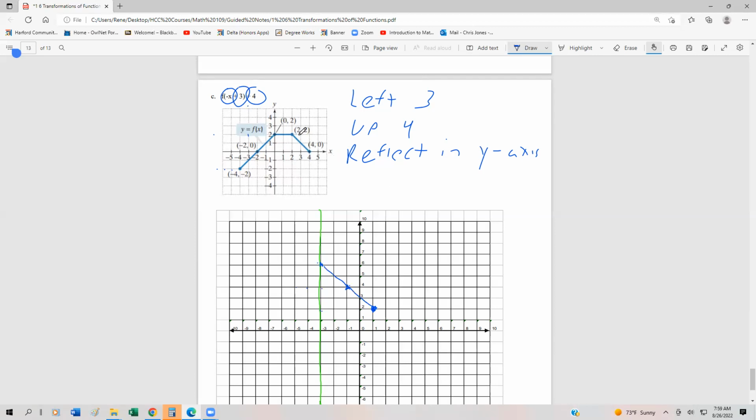Now, the other points that we have are going to be this 2, 2. So we're going to move it left 3. Left 3 is going to give us a negative 1. And then up 4 is going to put us at 6. Oh, sorry, we're going to be at the point negative 1, 6. So we're going to be at this point, negative 1, and it's going to be up 6. So we're going to be right here.